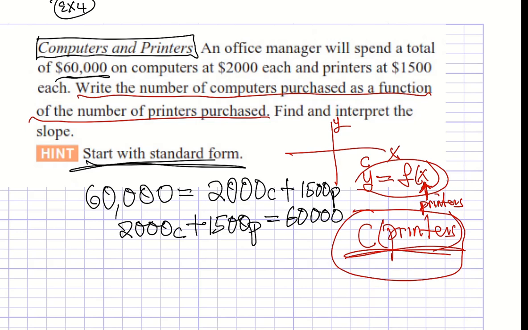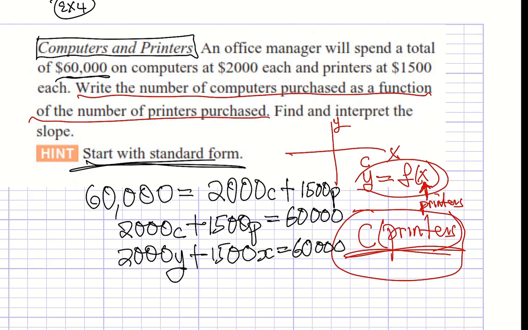So this is perfectly in standard form. But I like to use Y and X. So how do you translate this? X are printers, and the way I like to do it, Y means computers. So let's do it this way. We say 2,000 Y plus 1,500 X is equal to 60. I think I did it right. Let's solve it and see.